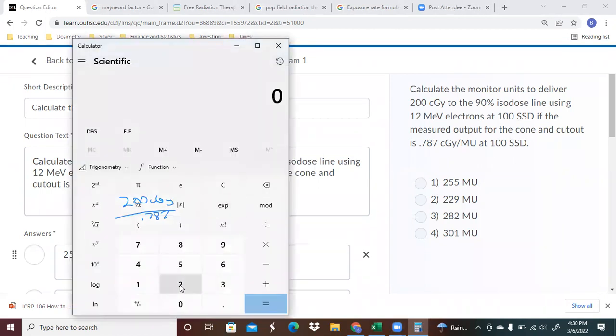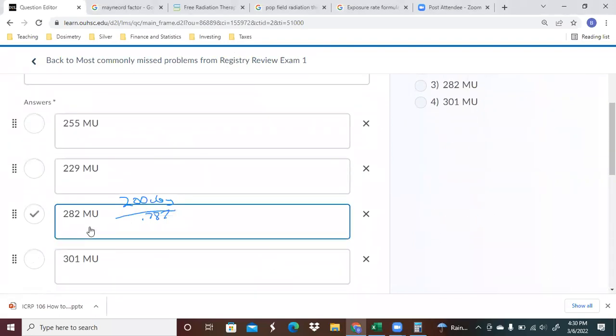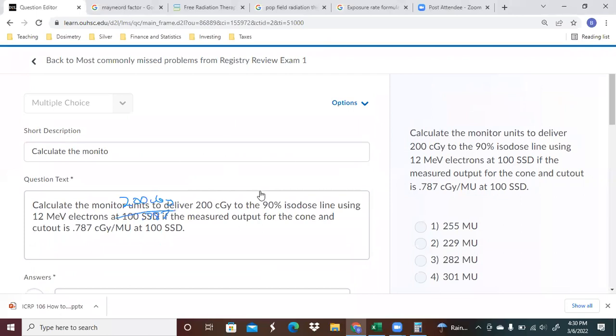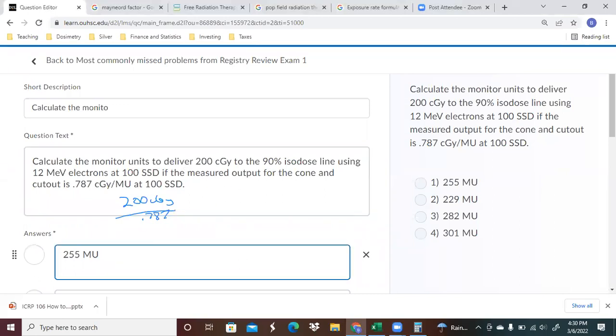And again, we haven't covered electrons yet. So we had 254. That's not quite this. What did we leave out? What is it that we needed to change? This would work just fine if we took the electrons and just went to the 100% line. In this particular case, we're going to the 90% line. So there's something else that we have to do here.